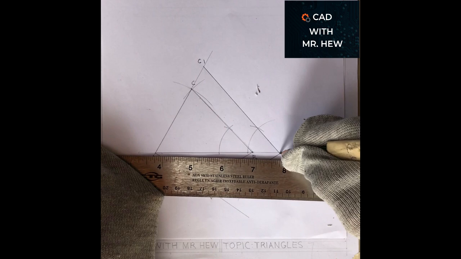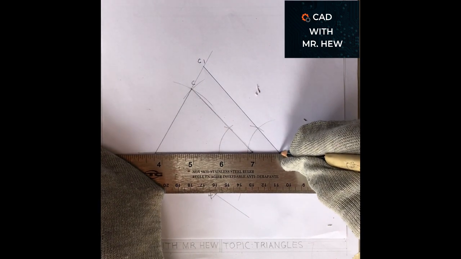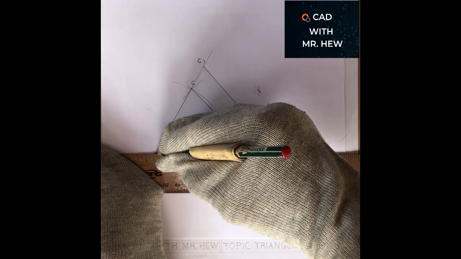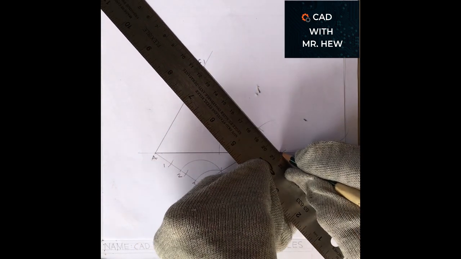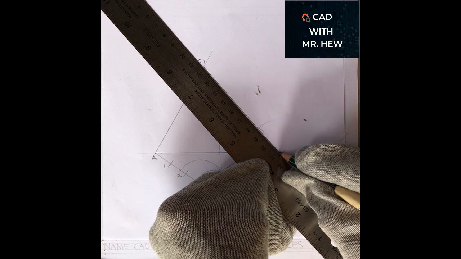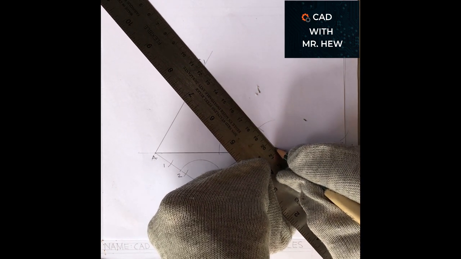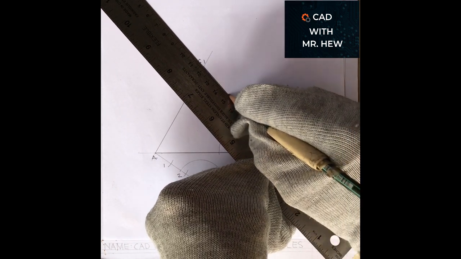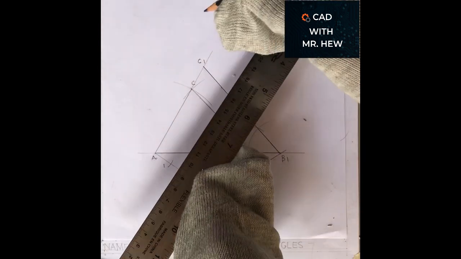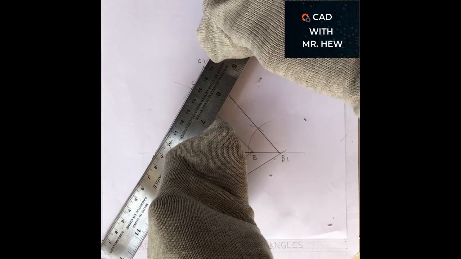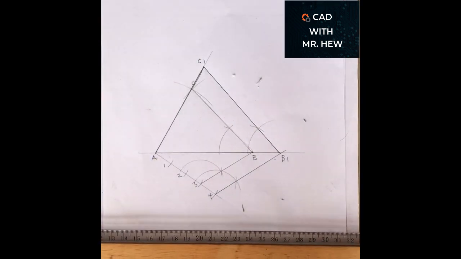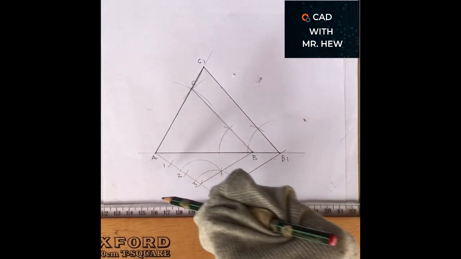So this is a similar triangle to the given triangle ABC. So the similar triangle is AB1C1. So we're going to darken it with a pencil and our ruler. All right. So we're going to darken the side AC1. And this is our completed triangle.